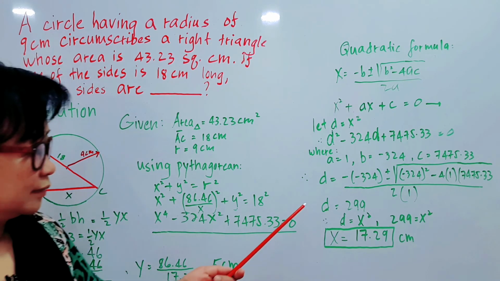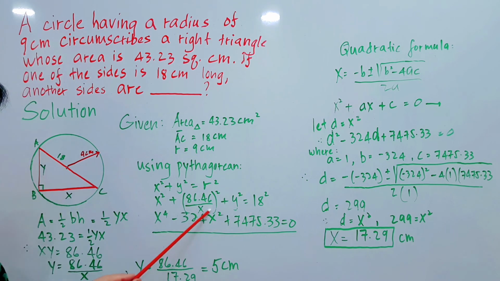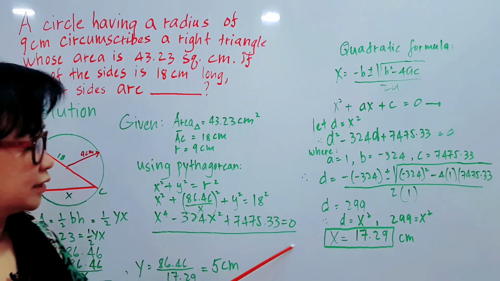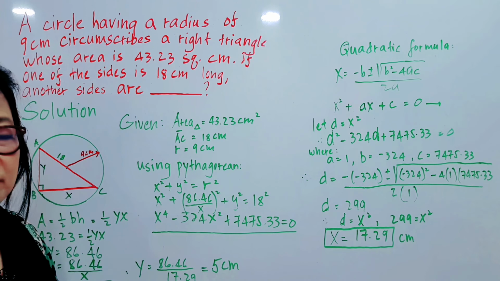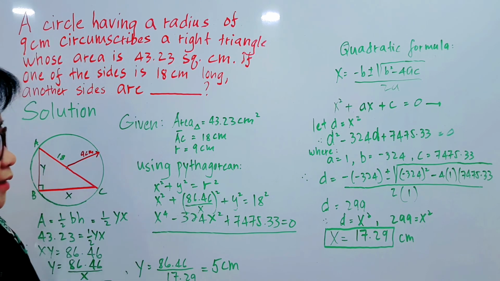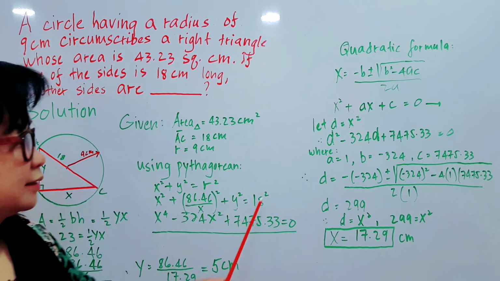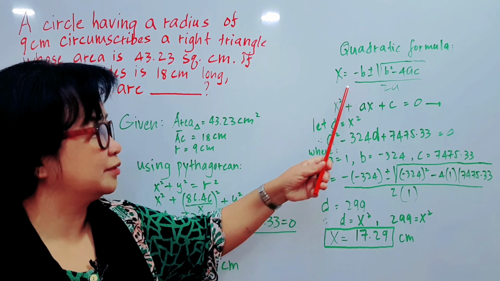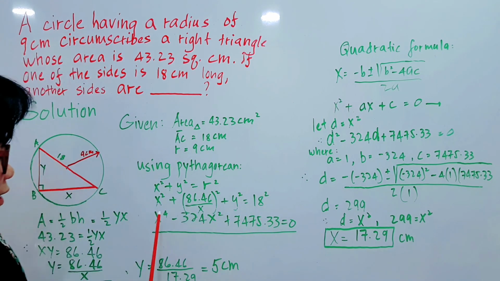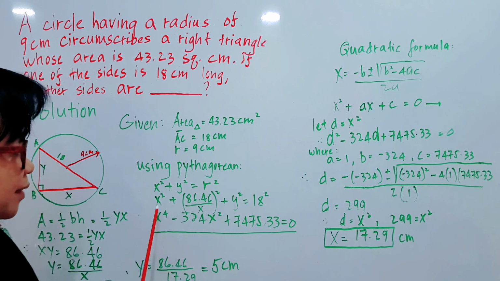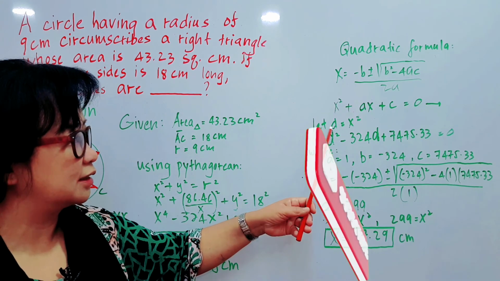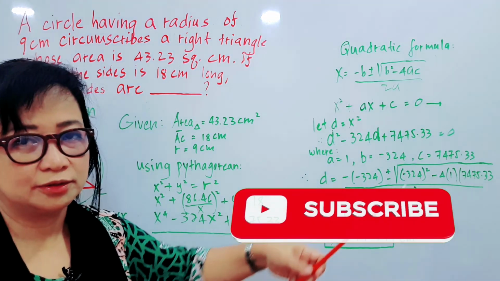Dito lang tayo nahirapan, sa equation na to, kasi it's raised to the 4th power. So, as we said, hindi naman natin yan madaling gamitan ng quadratic formula. So, we reduce it to the 2nd power by letting a variable equal to x squared.